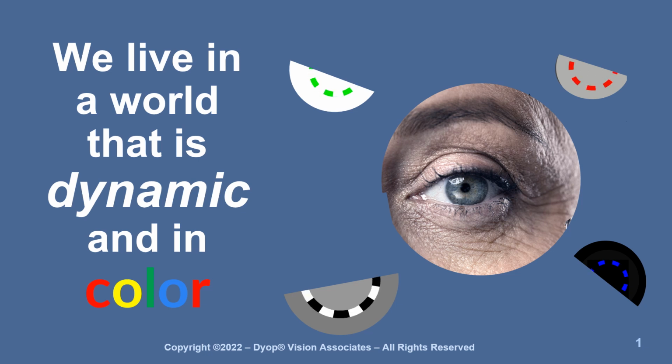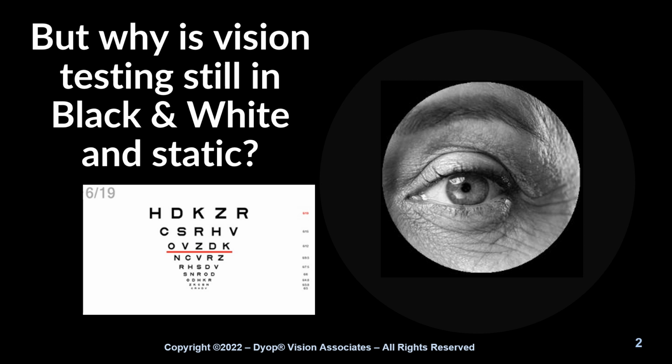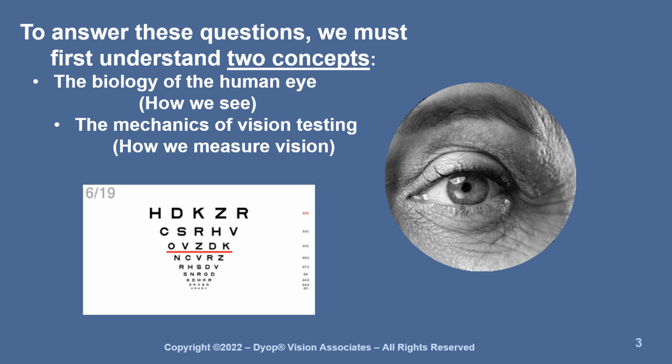We live in a world that is dynamic and in color. But why is vision testing still in black and white and static? To answer these questions, we must first understand two concepts, the biology of the human eye and the mechanics of vision testing.